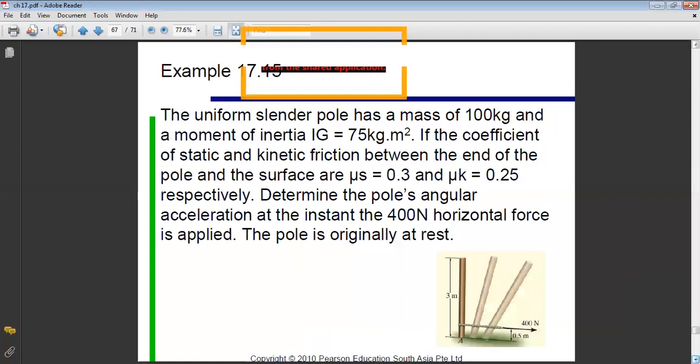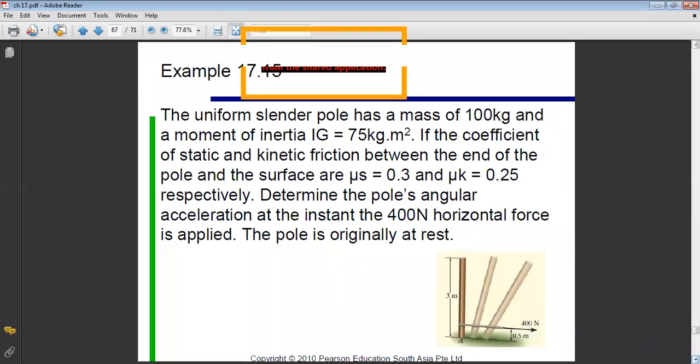The uniform slender pole has a mass of 100 kg and a moment of inertia Ig equals to 75 kg/m². If the coefficient of static and kinetic friction between the end of the pole and the surface are μs equals to 0.3 and μk equals to 0.25 respectively, determine the pole's angular acceleration at the instant the 400 Newton horizontal force is applied. The pole is originally at rest.